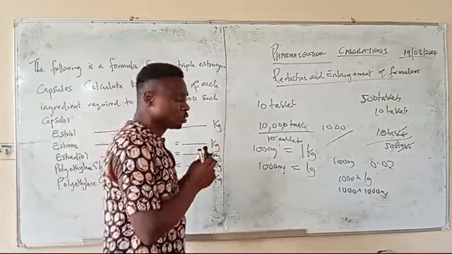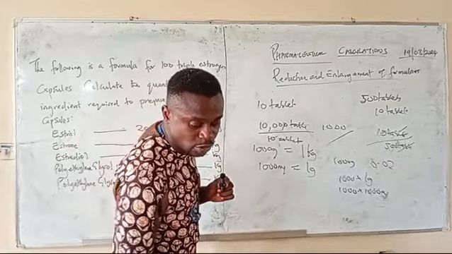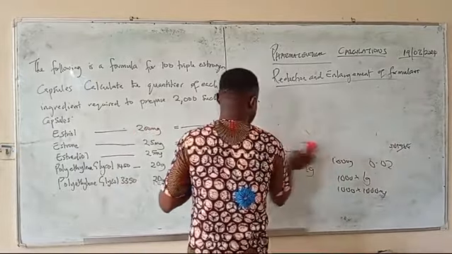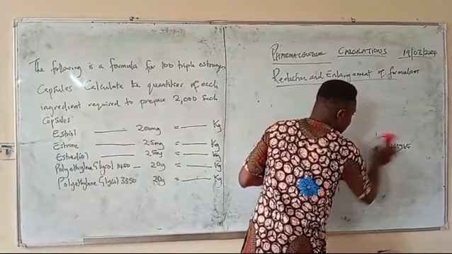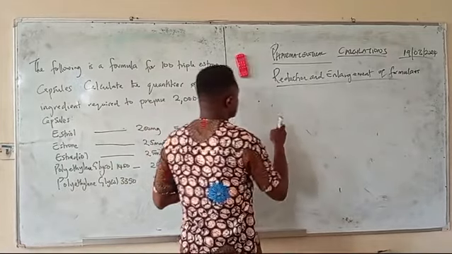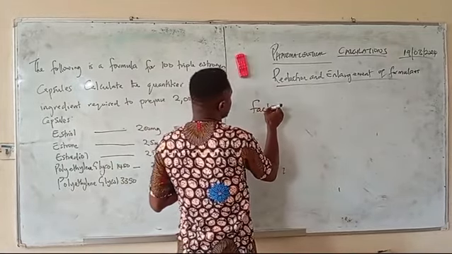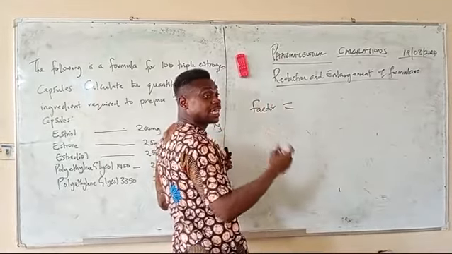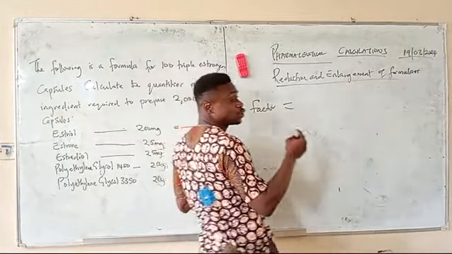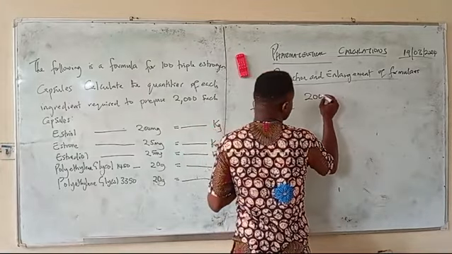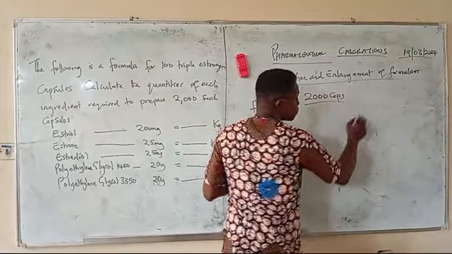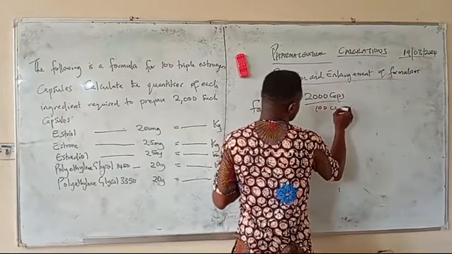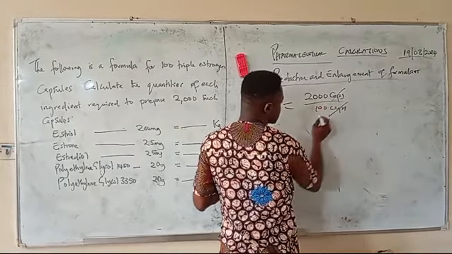So what is the factor we are going to use to enlarge it? The factor is the quantity you want to produce over the quantity in the formula, right? The quantity you want to produce is 2,000 capsules, while the quantity in the formula is 100 capsules. So capsule cancels capsule.